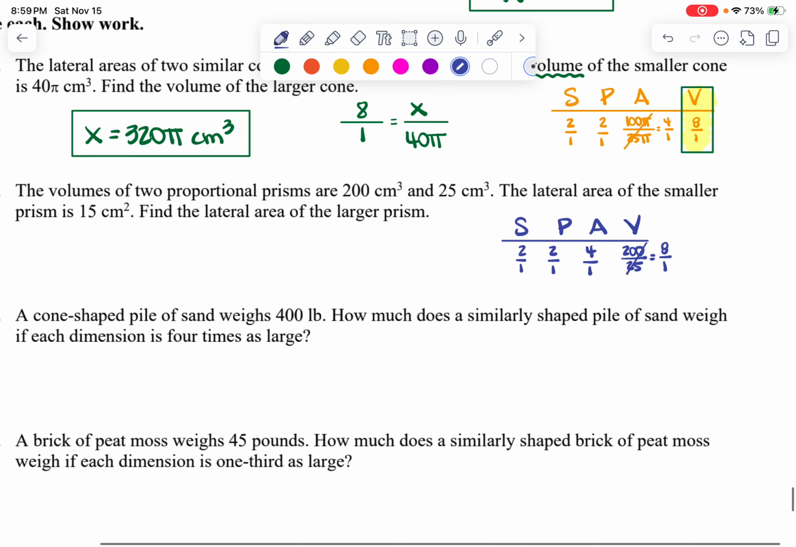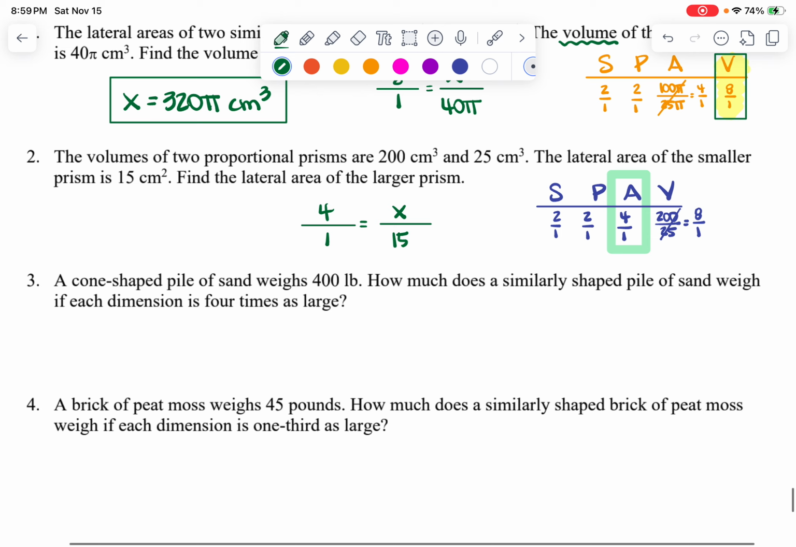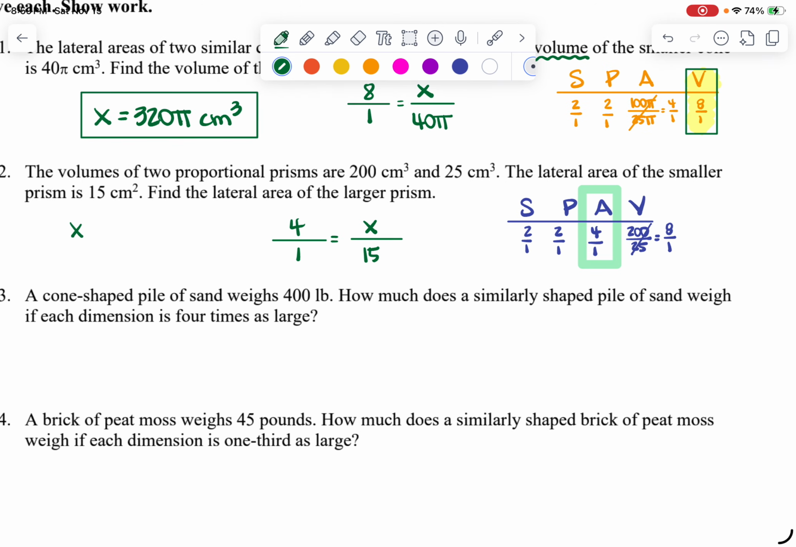All right, then it says the lateral area of the smaller one is 15. Find the lateral area. Okay, so once again, as soon as I read the question, I know that I'm going to be using the area ratio in my proportion. Again, technically, you don't have to make a proportion, but I'm going to. So I know it's a 4 to 1 area ratio. The lateral area of the smaller is 15. What is the larger one? Again, you can just multiply by 4 if you want to, right? So we're going to get x equals 60, and that's going to be square centimeters. All right, a few more.